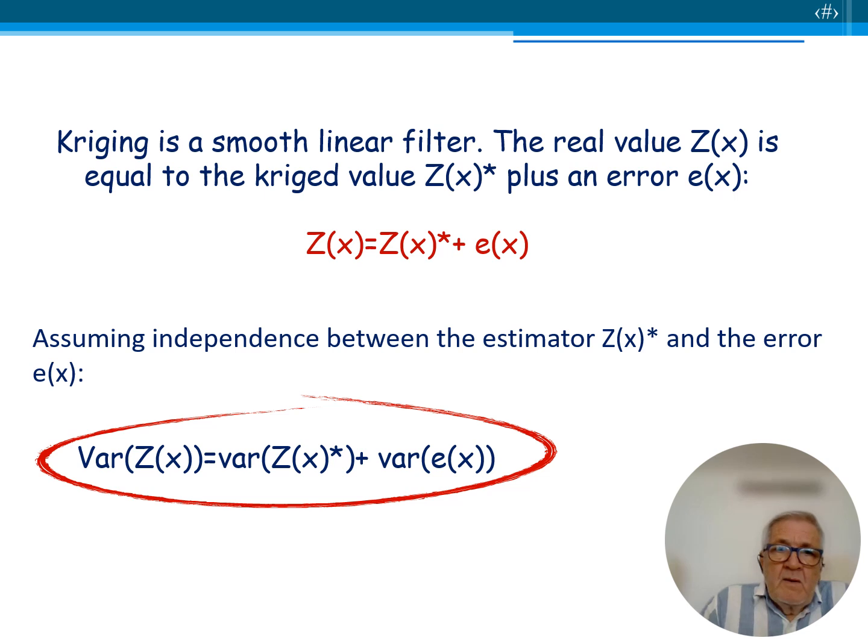Kriging, as you know, is a smooth linear filter. We can put the real value, z of x, equal to the kriged value plus an error, which is the kriging error that you know. Now, assuming the independence between the estimator and the error e of x, which is true in kriging, we can write this expression in terms of variance. The variance of real values is equal to the variance of estimated values, kriged values, plus the variance of the error. There are no cross terms here.